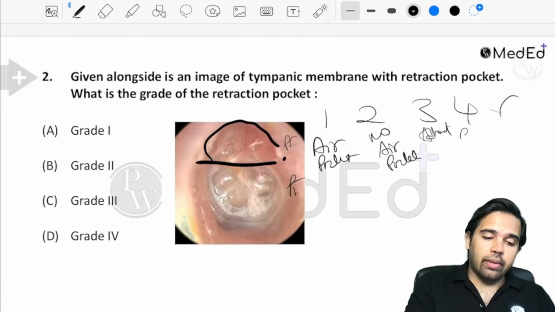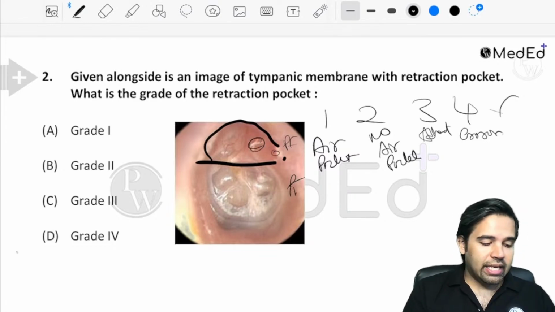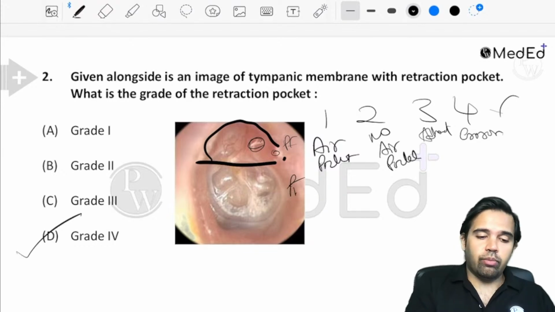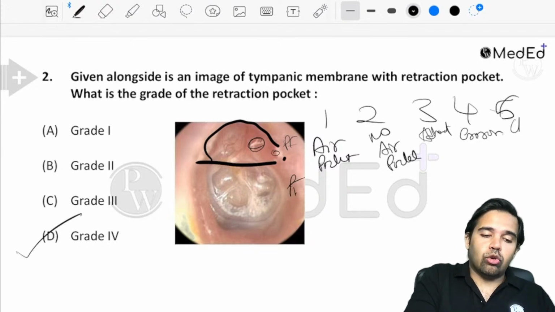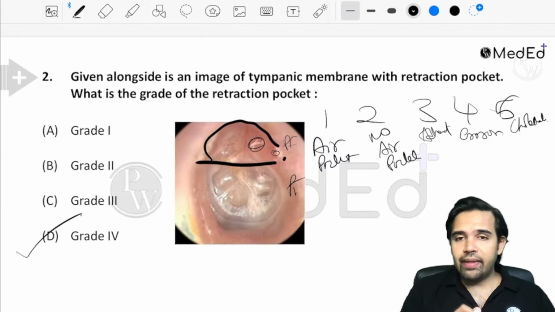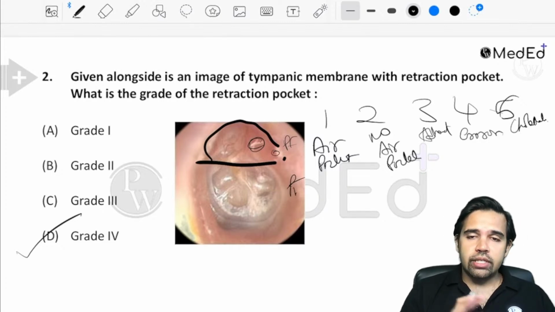Grade 4 would be some erosion being seen. You can see some bony erosion over here. This is most likely going to be grade 4 in the retraction pocket. If you see some cholesteatoma, then that is grade 5. Okay, so this is how the grading is done.